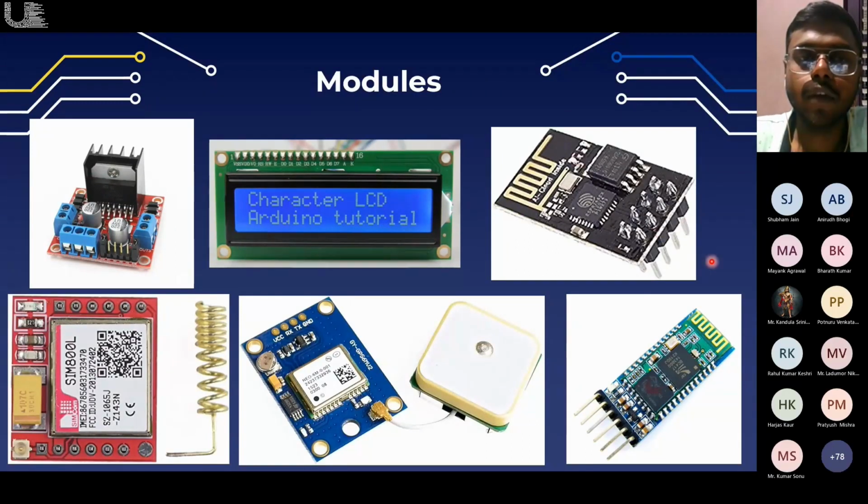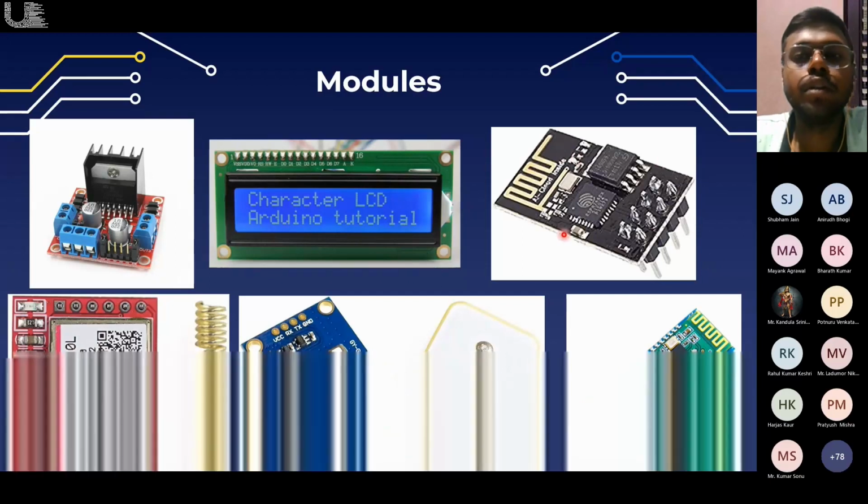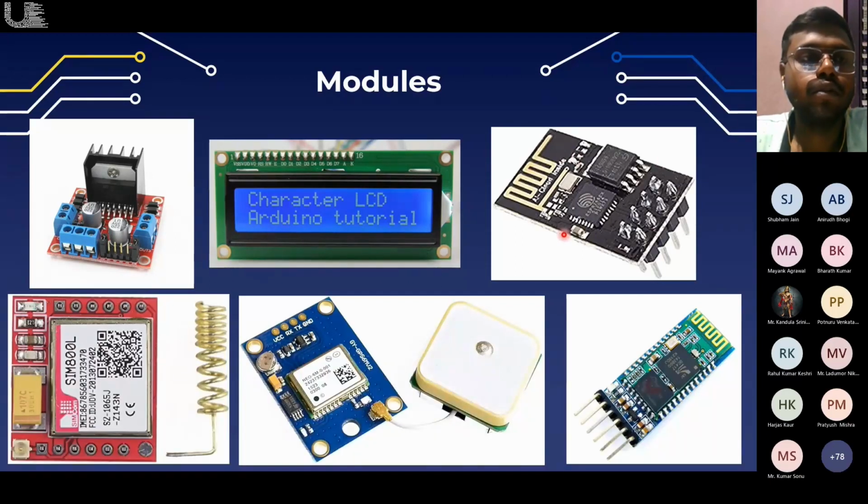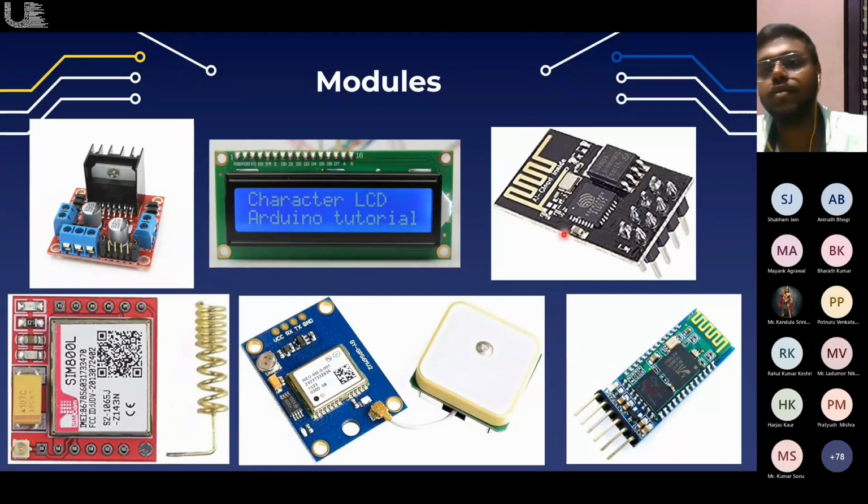This is the Bluetooth module. The Bluetooth module is used to make Arduino board Bluetooth ready. You can connect your mobile or other devices such as headphones, which are already Bluetooth enabled, with the Arduino board, and you can send signals to, for example, headphone or mobile with the help of the Arduino. This is the GSM module.